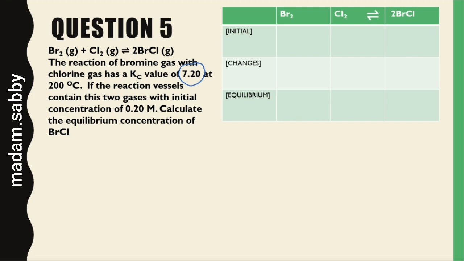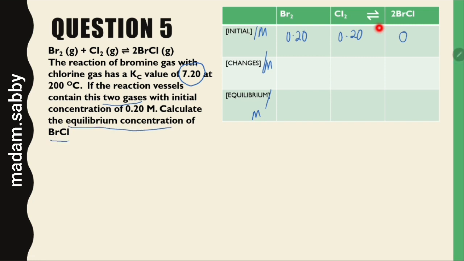If the reaction vessel contains these two gases with initial concentration of 0.20 molar. So the two gases mentioned here are bromine and chlorine. So let's fill up your ICE table with the given information. We have 0.20 molar of bromine, 0.20 molar of chlorine. So that means 0 molar for your bromine chloride. Calculate the equilibrium concentration of BrCl.